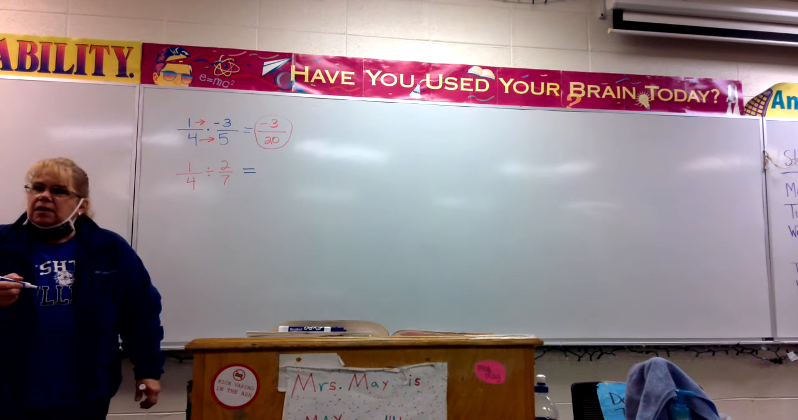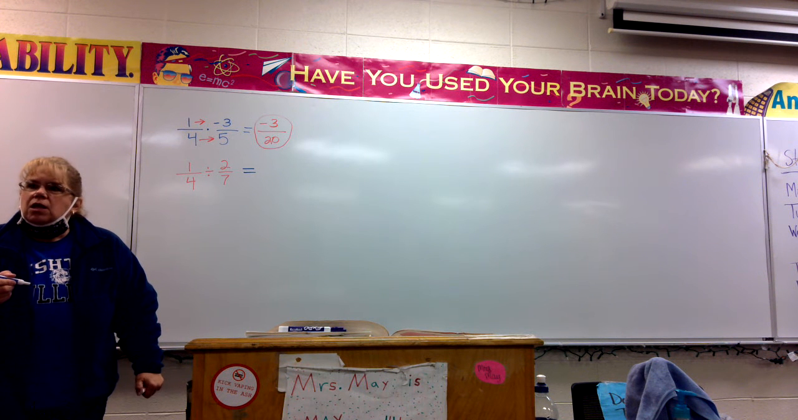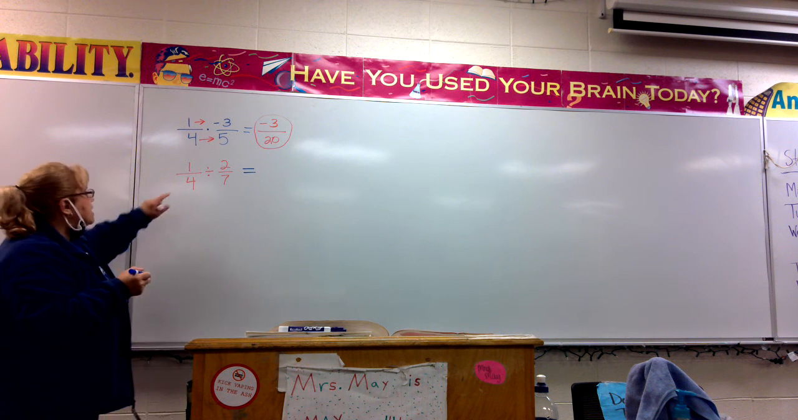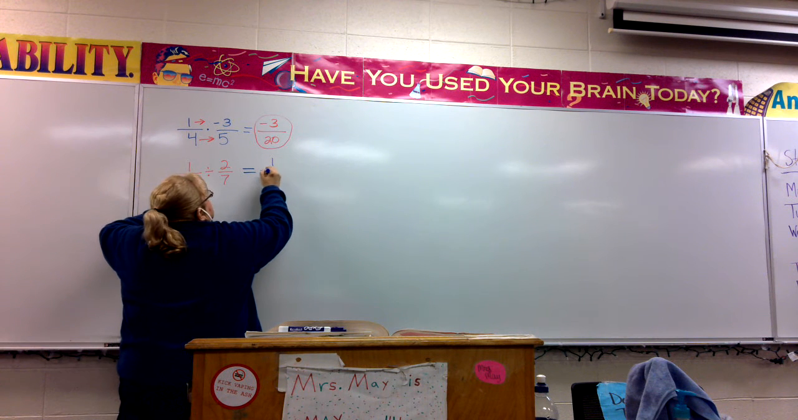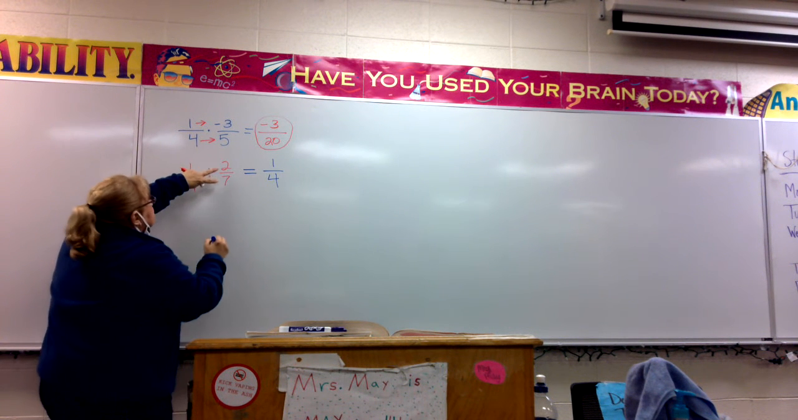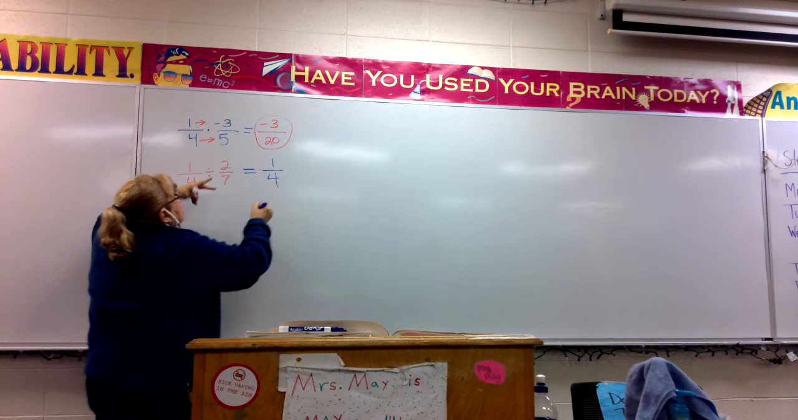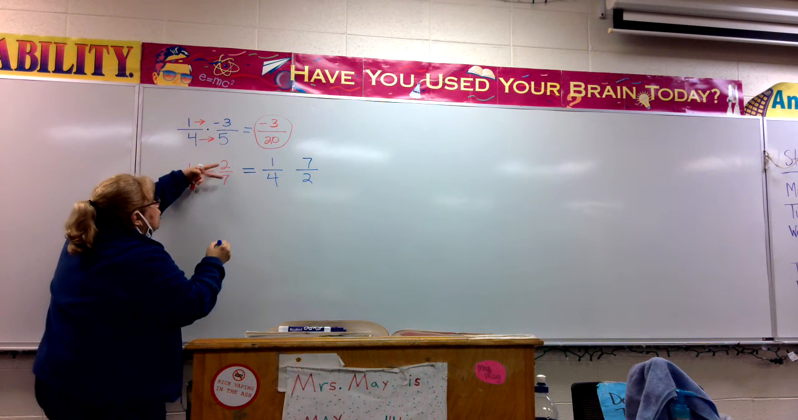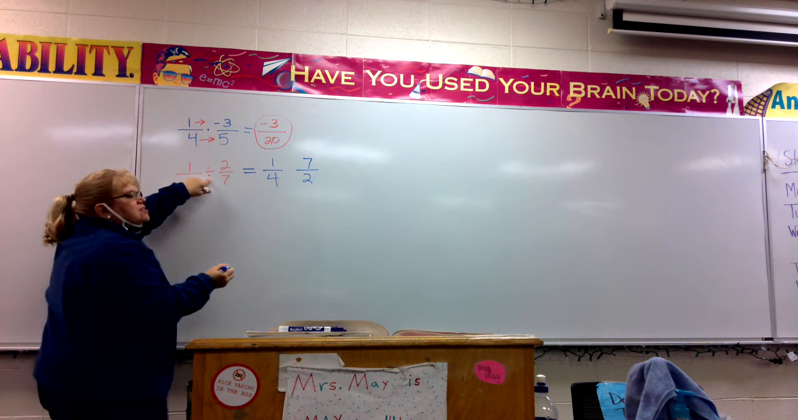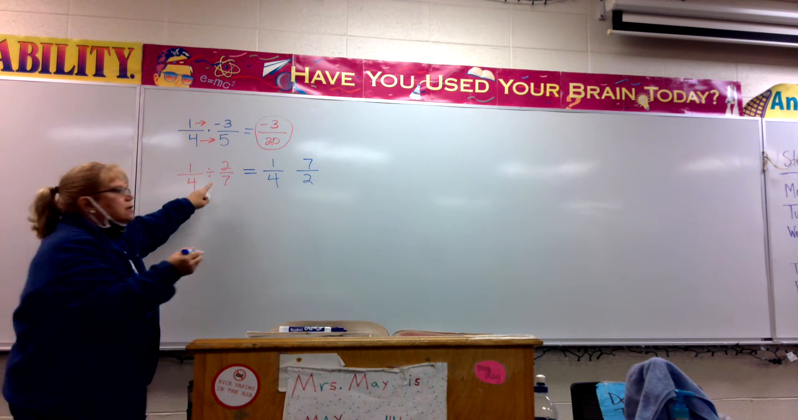Yes. Don't we have to flip the 2/7? Yes, very good. You leave the 1/4 alone. The first one you leave alone. The second one, you take the reciprocal. That's why we talked about reciprocal yesterday. You flip it over, and then instead of divide, you multiply.